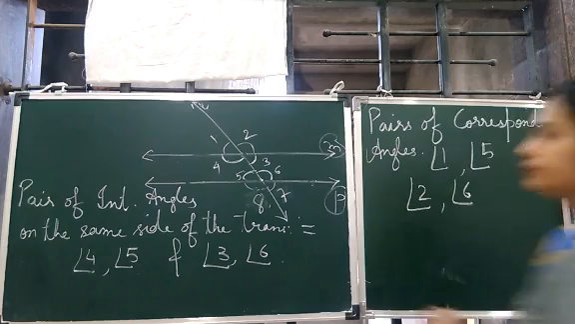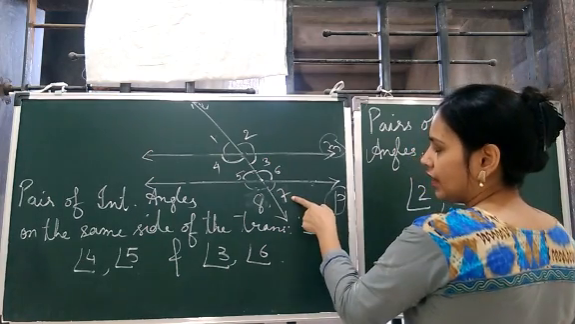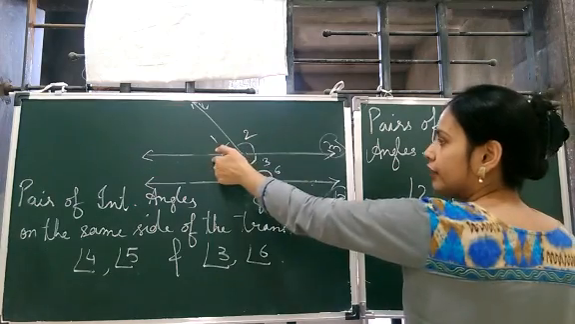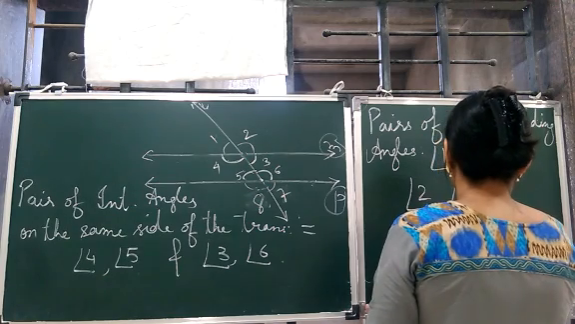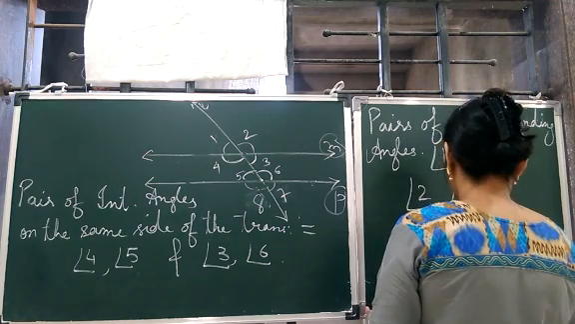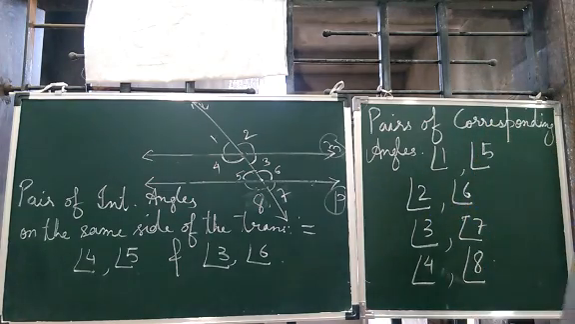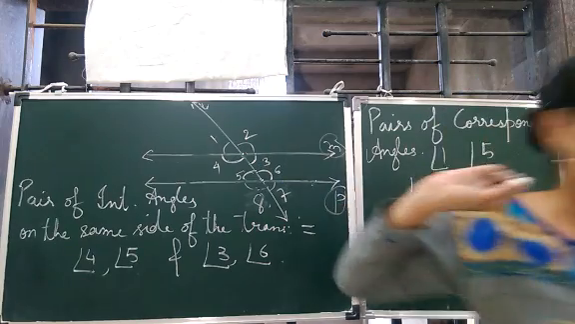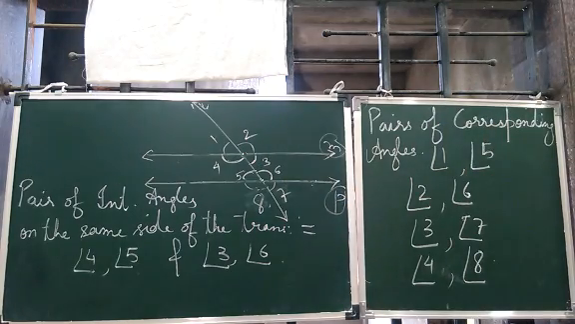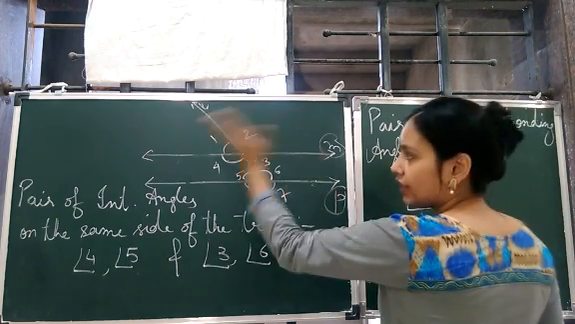Then you can say 3 and 7, got it? And 4 and 8. All these are the pairs of corresponding angles. Now, what is the meaning of corresponding angles? Corresponding angles are angles which include different vertices. These are the different vertices. And they are on the same side of the transversal.